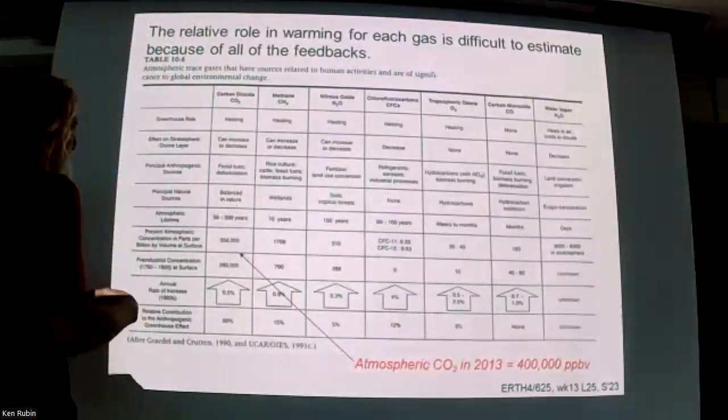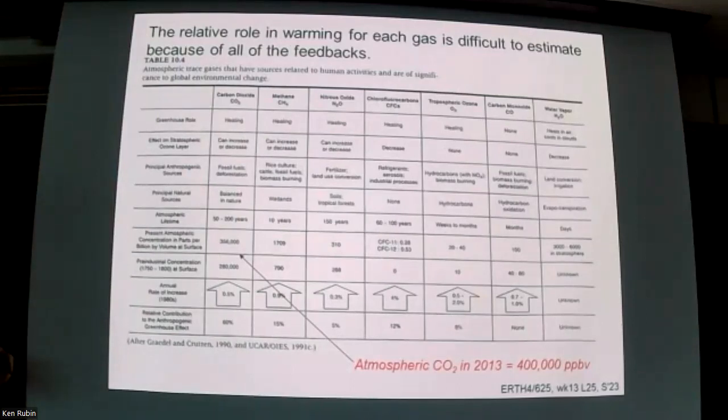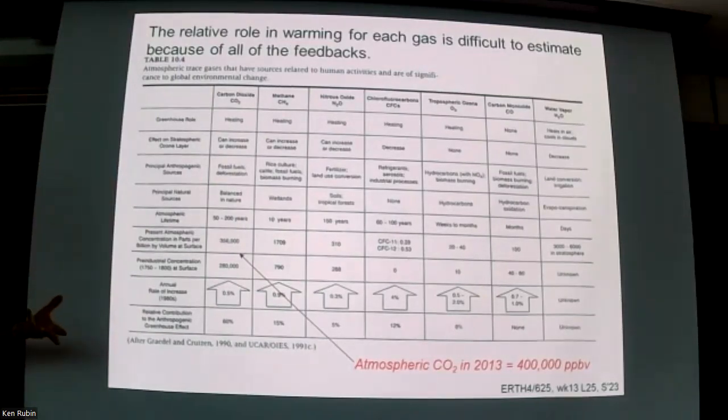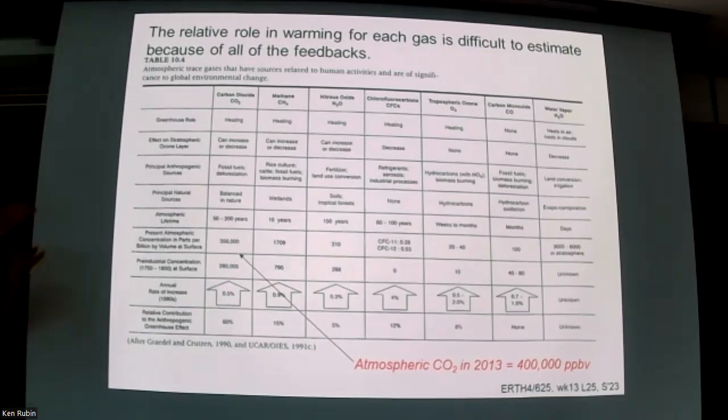Now, the complicated thing about these gases is they have complicated chemistry, complicated residence times, complicated interplays with other gases and other things in the atmosphere, such as particulates and land use processes.